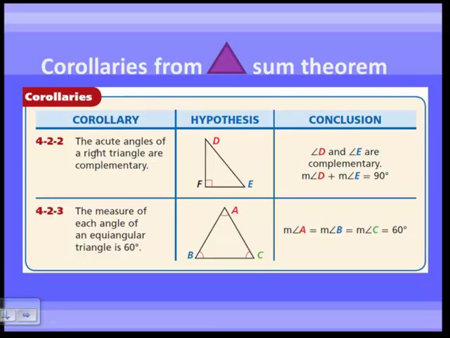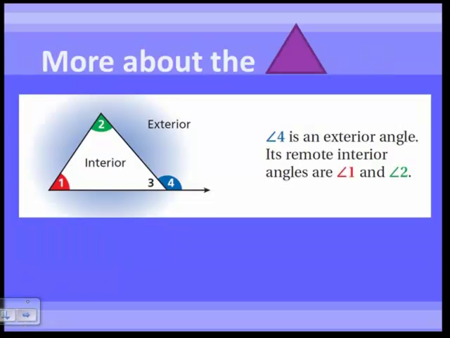Corollary 4.22 says the acute angles in a right triangle are complementary, and that comes from the fact that this is 90, so these two have to add up to 90 because the sum is 180. And the other corollary, corollary 4.23, says the measure of each angle in an equiangular triangle is 60. If all angles are congruent and they all add up to 180, then they each have to be 60. So both of these can be proven as a direct impact from the triangle sum theorem.